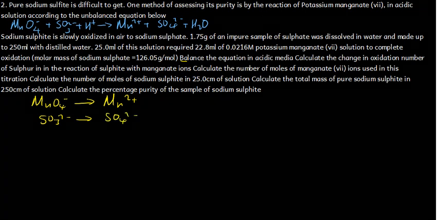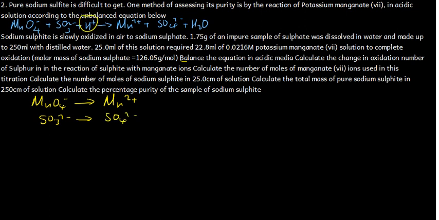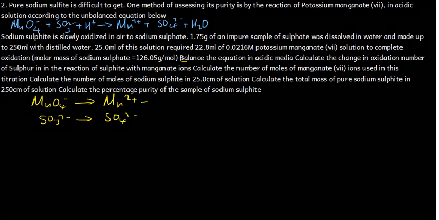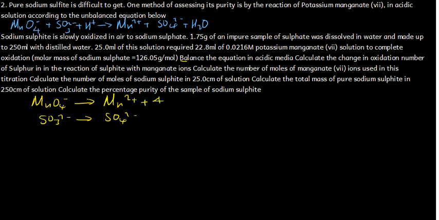SO4 2 minus. So these are just going to come in themselves as you balance the hydrogen ions and water. Now you can see that we have 4 oxygens on one side, but on the other side we don't have any oxygen. And so to the side that has no oxygen, we're going to add 4 water molecules.